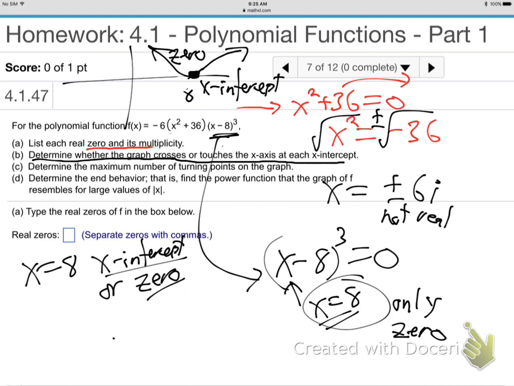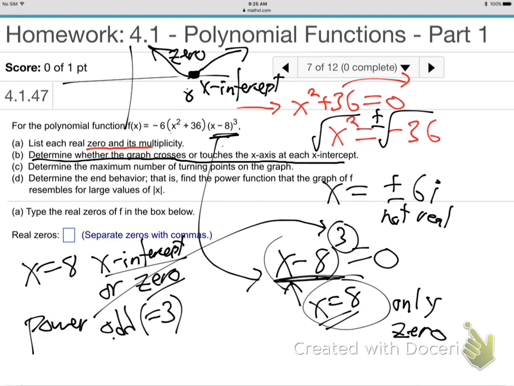Second powers, even powers. Remember that? Even powers make them bounce. So what's the power on this guy? Well, it's 3, the power on the term from which that 0 came. The power is odd. So the power is odd, it's 3, and so that means what?